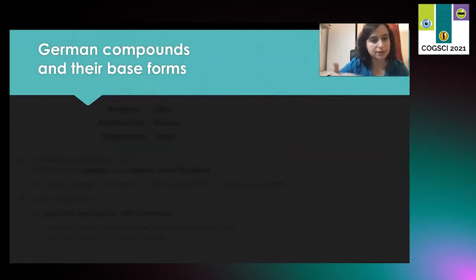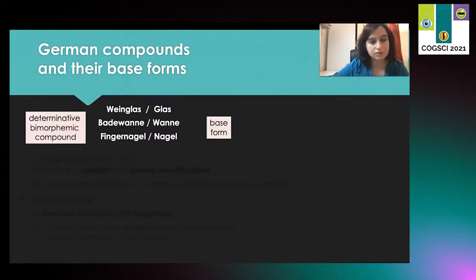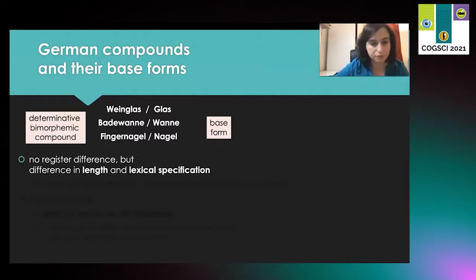We studied a similar phenomenon in German. We looked at German compounds and their base forms. So Weinglas, wineglass, or Badewanne, bathtub, or tub, and Fingernagel, fingernail, nail. These are so-called determinative bimorphemic compounds and their base forms. Arguably, there's no register difference between the two versions, but there is a difference in length, and also there is a difference in terms of lexical specification.